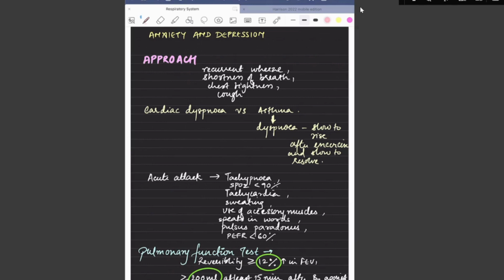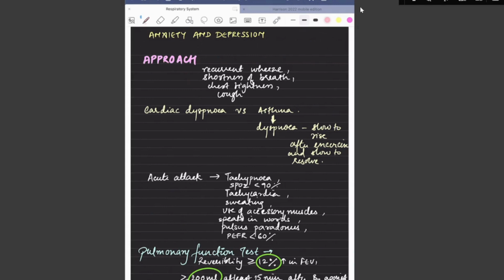If there is any acute exacerbation, then we should note that there is tachypnea. The saturation level will fall below 90%. There will be tachycardia and sweating. There will be use of accessory muscles. The patient speaks in words. Pulsus paradoxus. And PEFR will be less than 60%.